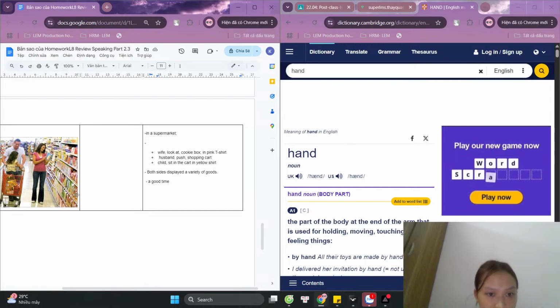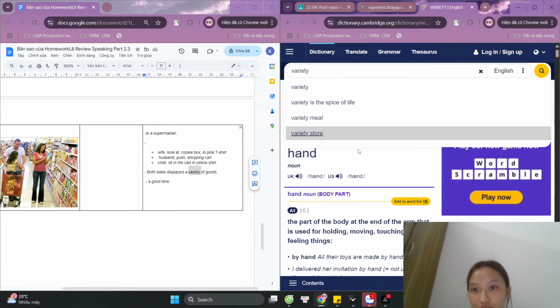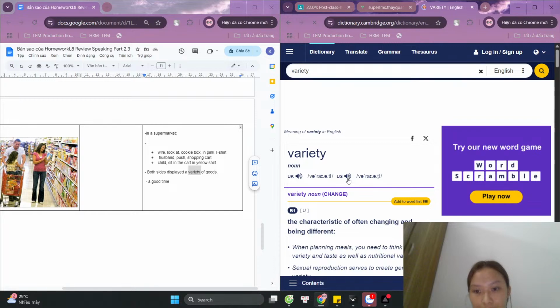Wife, husbands, variety, both Variety. variety.